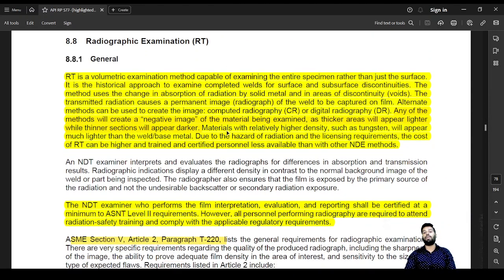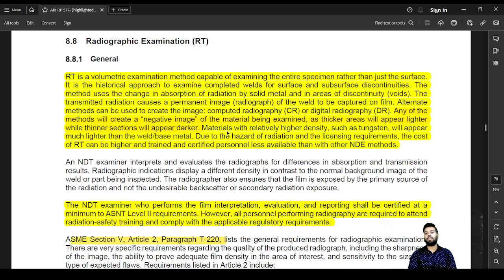Volumetric examinations are generally going to be radiography and ultrasonic examination. So RT is a volumetric examination capable of examining the entire specimen rather than just the surface. So it can tell you about external and internal defects also. It is the historical approach to examine the completed welds for surface and subsurface discontinuity. The method uses the change in absorption of radiation by solid metal and the areas of discontinuities. The transmitted radiation causes a permanent change to be captured on a film. The alternate method can be used to create an image in computed radiography or digital radiography.